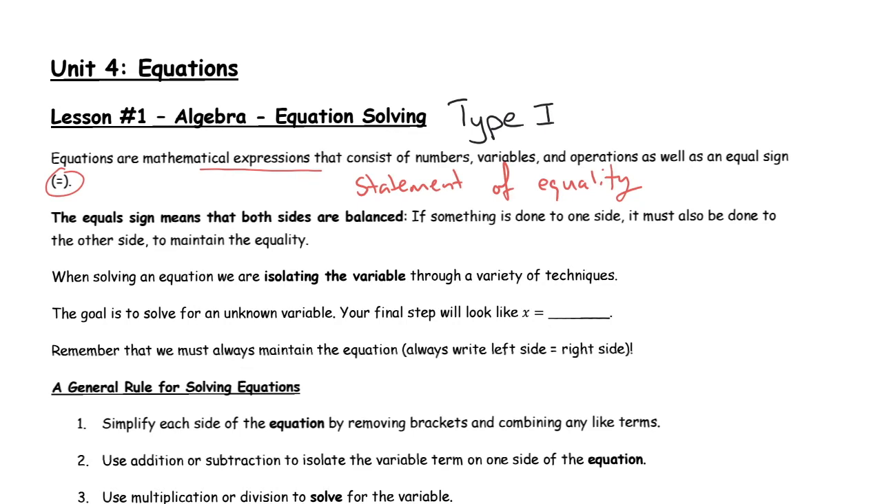Now, the equal sign, and this is super important because this is one of those things that people tend to misunderstand. One of the biggest mistakes that people make right off the bat with equation solving is understanding this little bit right here. The equal sign means that both sides are balanced. They are already balanced when you look at the equation. You do not have to make them balanced. They are already balanced.